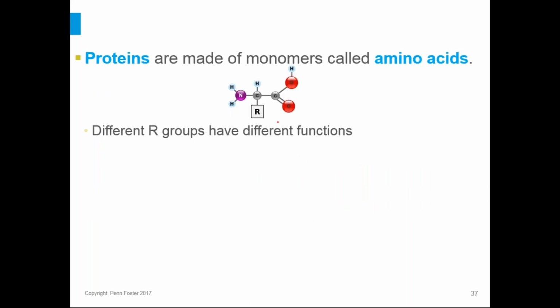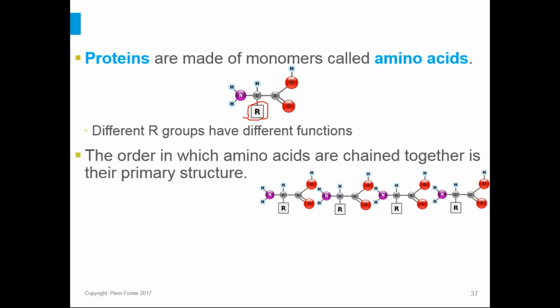And the fourth type of macromolecule is proteins. Proteins are made of monomers called amino acids. Each amino acid has a carbon, nitrogen, hydrogen, and oxygen arranged in a certain pattern, and then has a group of molecules attached called an R group that helps it perform different functions. And each different amino acid has a different R group hooked to the bottom.